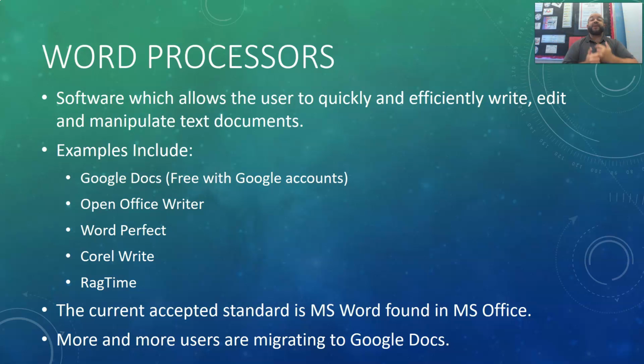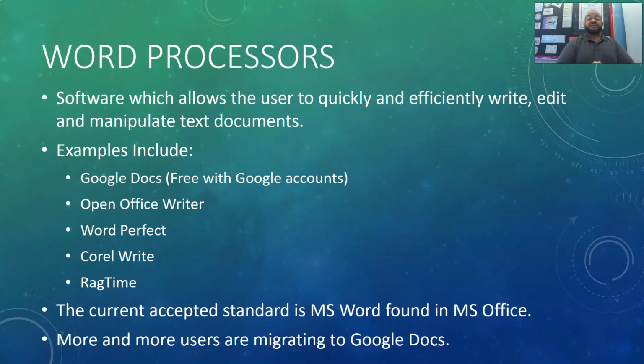Now, some examples of commonly used word processors include Google Docs and Microsoft Word. Now, here's the cool thing about Google Docs: it's the accepted free software. Open source usually means free. You'll hear the word open source, and Mr. C might say open source. It usually means it's free.